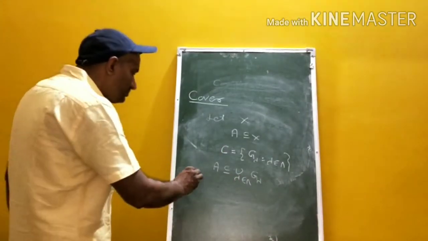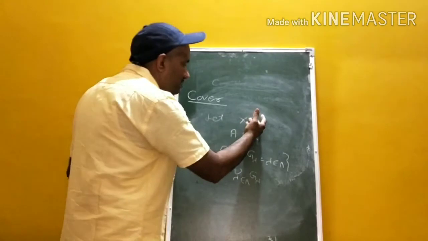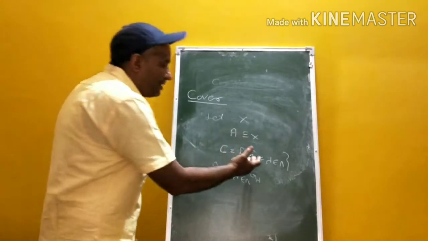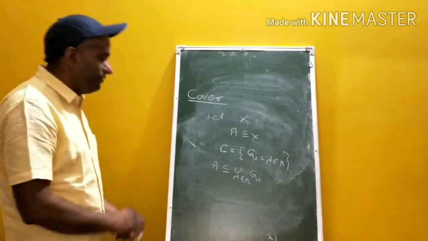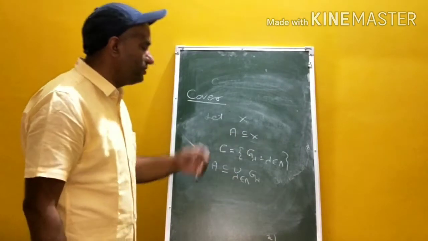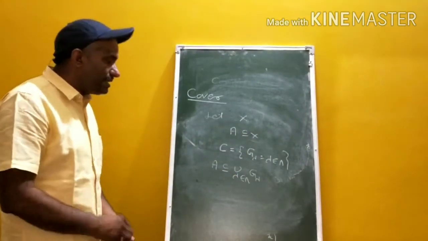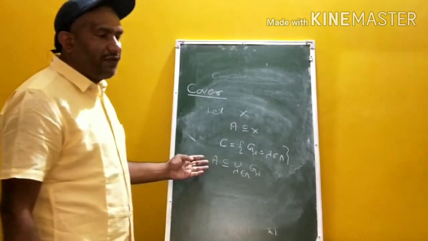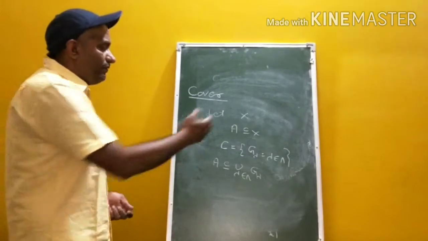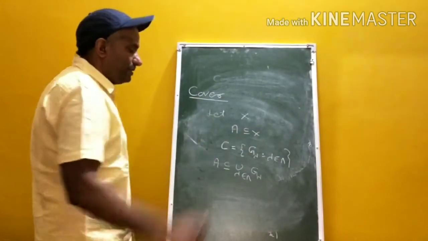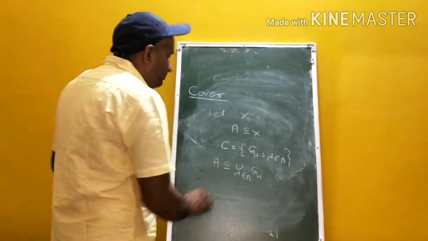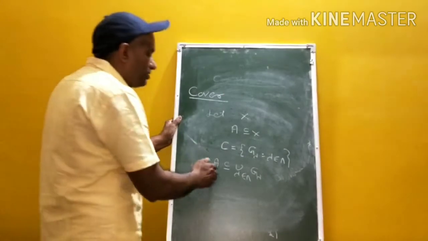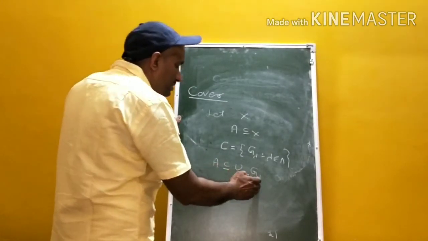Now, if X is a topological space and this is a collection of open sets, and A is contained in the union of G lambda, lambda belonging to gamma, then we say G lambda is an open cover of A. If G lambda is open, then this is an open covering. If A is a subset of X, X a topological space, then A has an open cover if A can be written in this way.